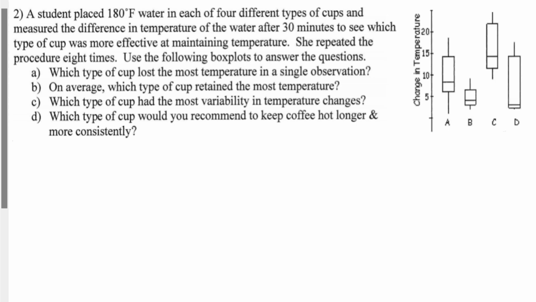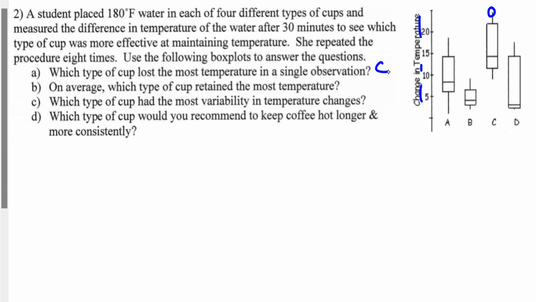This one says a student placed 180 degrees of hot water in each of the 4 cups and measured the difference in temperature of the water after 30 minutes to see what was the most effective for maintaining temperature. She repeated the procedure 8 times, and she did it with each cup. Because some people want to know, what's the best mug? Which type of cup lost the most temperature in a single observation? You can tell that. That would be cup C. This is the highest amount. If you're looking at the change in temperature, there's one that looks like close to 30 degrees. Nothing else got that far. So that would be your answer to question 8.